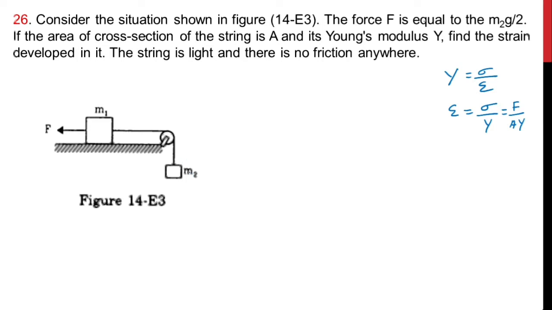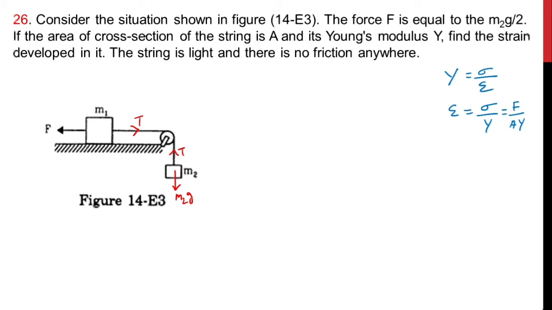So you can look at the picture here. Which all forces are acting on the system now? If you look at M2, M2g is acting vertically downward. At the same time, there will be a tension which is acting upward. The same tension will be acting on the block M1, and the tension will be acting towards the right.